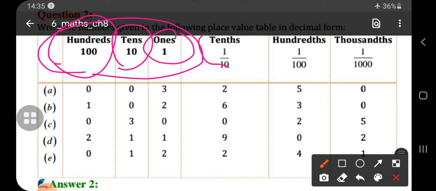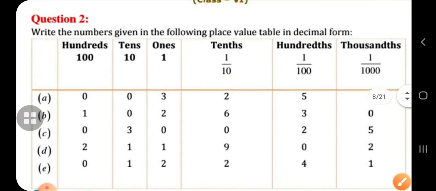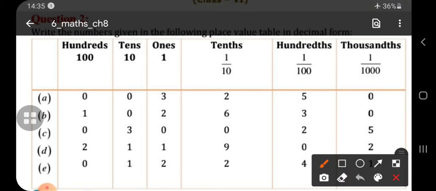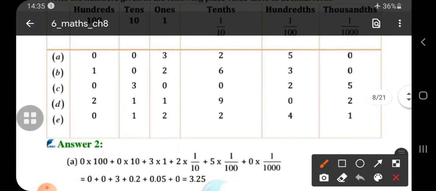Before the ones there is a tenth, that is also correct. Then after it is hundredth, correct. Then thousandth, correct. It means no column is missing here. All are in a sequence. Now what you have to do? All these numbers you have to write in a sequence. Let's do the first example. Okay, what are the numbers?